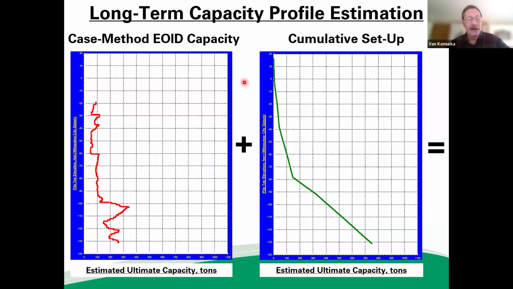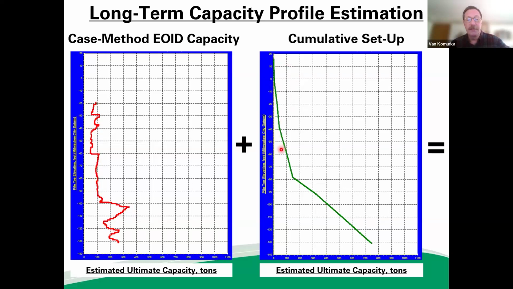So what we can do with that is, here's the CAPWAP/CASE method end of drive capacity profile. Now this is, again, elevation on the vertical axis, ultimate capacity on the horizontal axis. And we've seen this before in our driving response. Remember, these numbers are hard to read, I understand, sorry. This is 350 tons. Recall that was the maximum driving resistance that the pile had to overcome through that dense sand layer at minus 105. So this is the initial capacity profile.